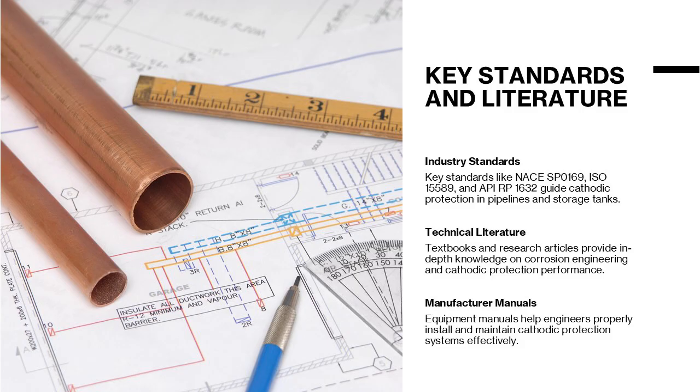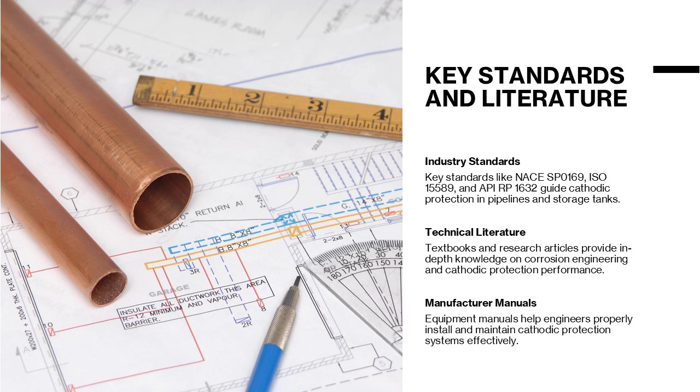Finally, CP design and maintenance are guided by standards. Here are key standards and literature. References for cathodic protection include industry standards, technical papers, and guidelines that provide best practices for design, installation, and maintenance.